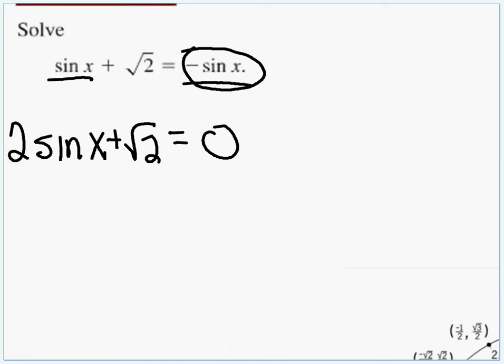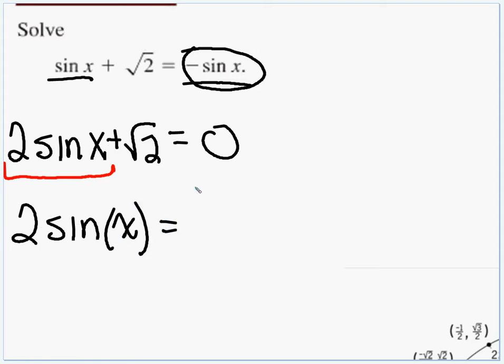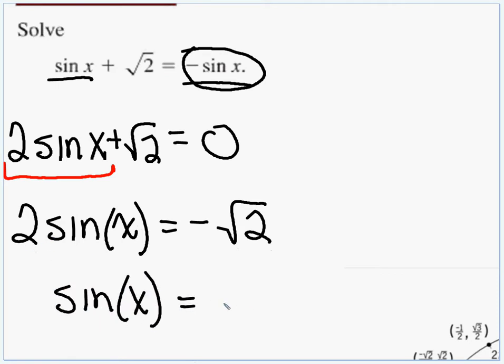Well, now our goal is to get this sine x by itself. So our next step, obviously, we're going to subtract that root of 2. On the other side, it will be a negative root 2. And now we're going to get the sine x all by itself. We're going to divide both sides by 2. So what we have is the negative root of 2 over 2.